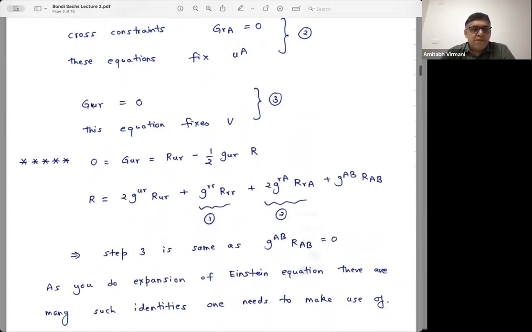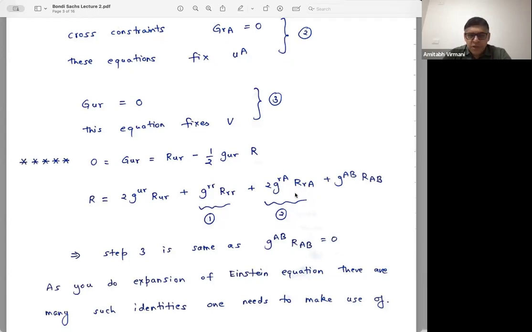Now, once you have the GUR equation fixed, it's very interesting to see that the GUR equation is the same as analyzing the trace of R equal to 0. And the way this comes about is quite interesting. So GUR is the Ricci tensor UR minus half of the UR component of the metric times the Ricci scalar. Now look at the Ricci scalar. The Ricci scalar in Bondi gauge has the UR contraction that will appear, and the RR contraction will appear, and the RA contraction will appear.